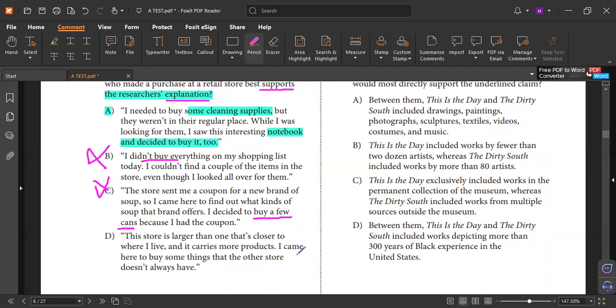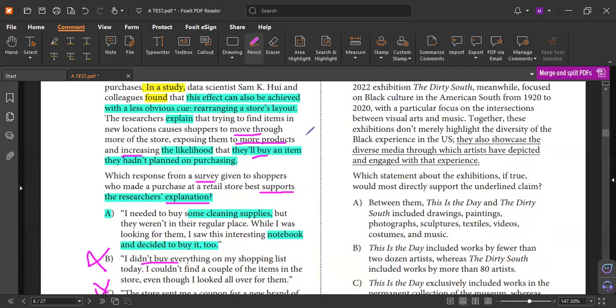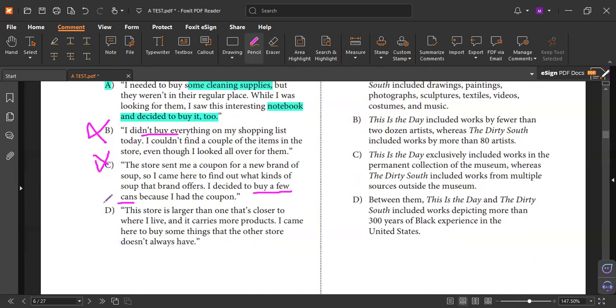I came here to buy some things that the other store does not always have. We mentioned that we compare between two stores. One has and the other one doesn't have. There's no mentioned explanation. It's in the same store, but we show you many products. So this means letter D, it's not supported in the text.